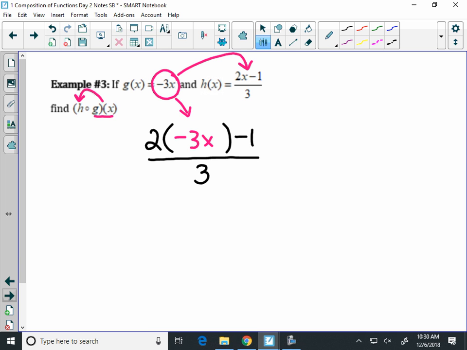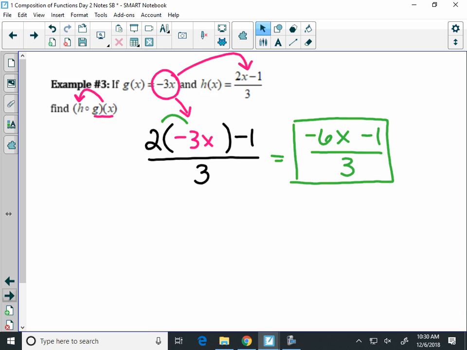Now we're going to distribute and collect like terms. So when I distribute here, I get negative 6x minus 1, all over 3. And that is your final equation.